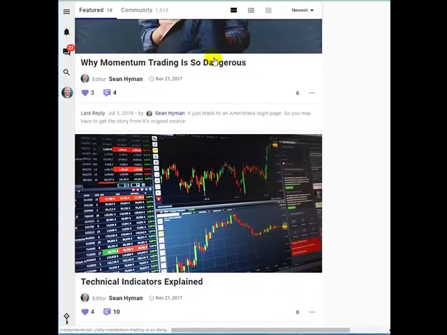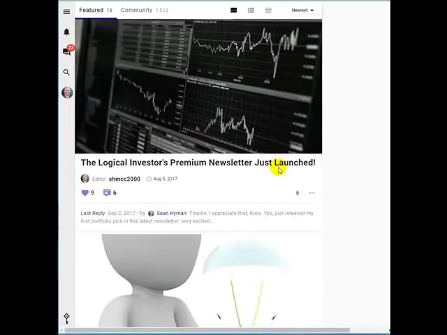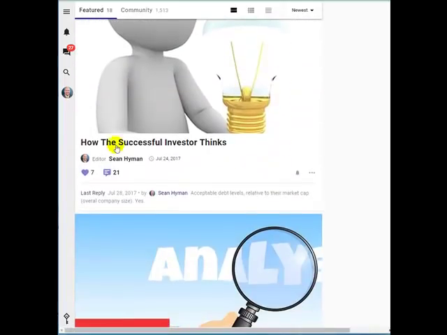Why momentum trading is dangerous, in my opinion, and why we don't do that, which is what most people do. The technical indicators explained. So if you hear me talking about moving averages, RSI, MACD, all that kind of stuff, that's where you'll find the explanation of all those indicators and why they matter to us. How to think like a successful investor is basically what this one talks about.